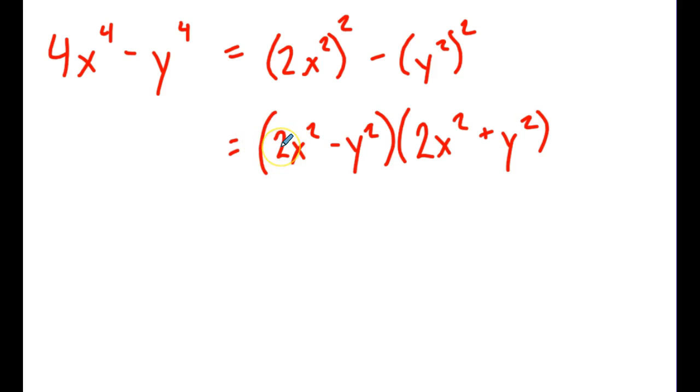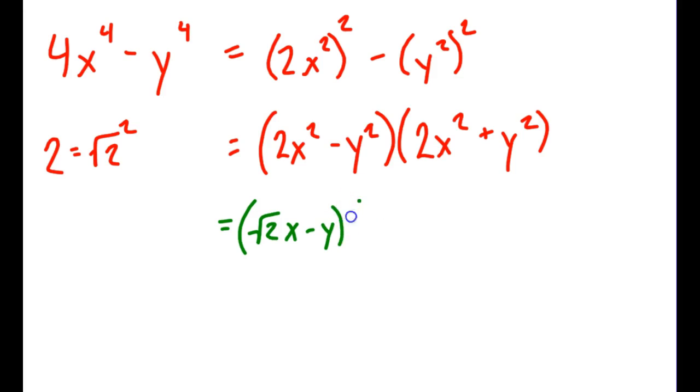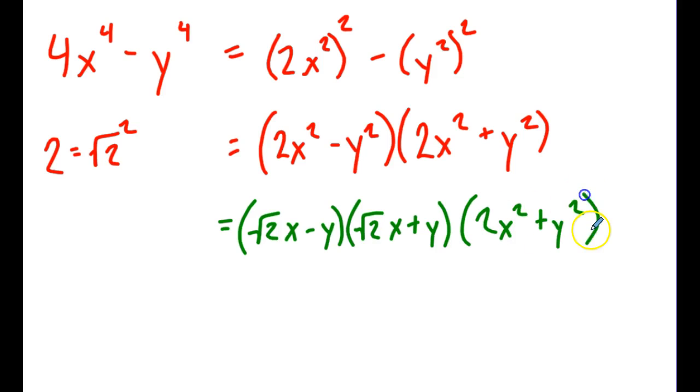2 is the same as radical 2 squared. So if I wanted to break this down further, I'm just looking at this first expression right now, 2x squared minus y squared. I'm going to apply a difference of squares property to factor this down further. This would be the same as radical 2x minus y times radical 2x plus y. And then we still have the 2x squared plus y squared at the end.